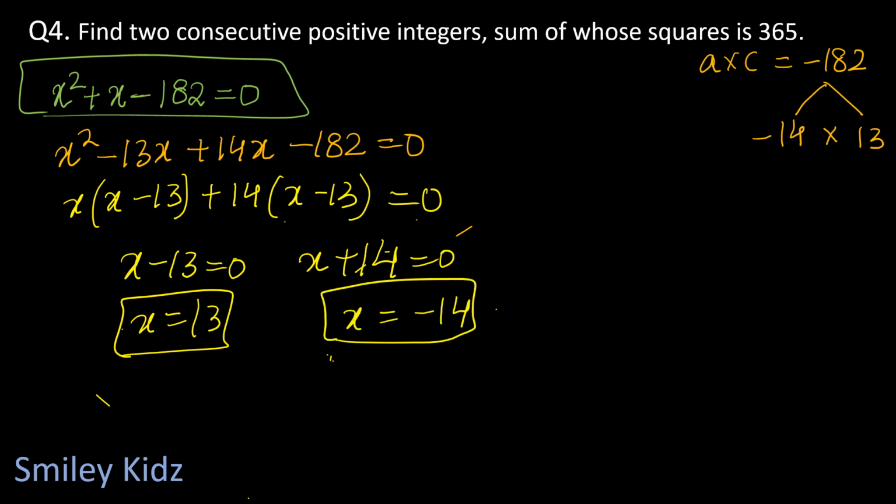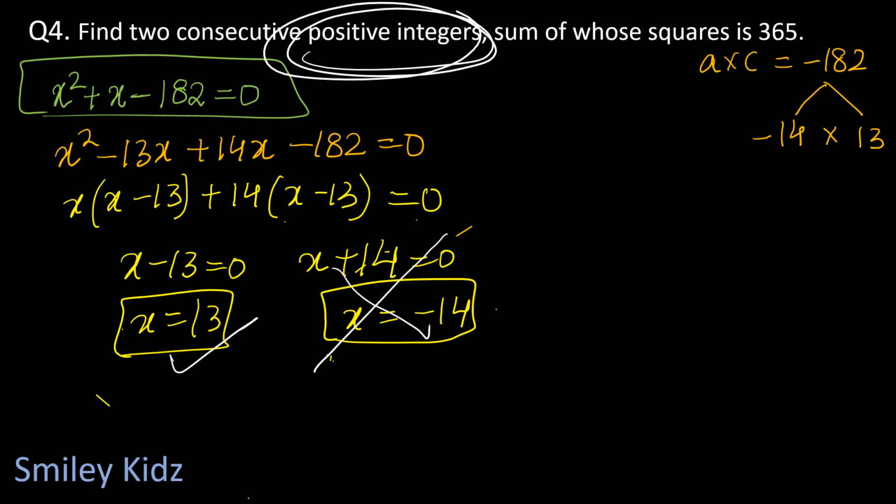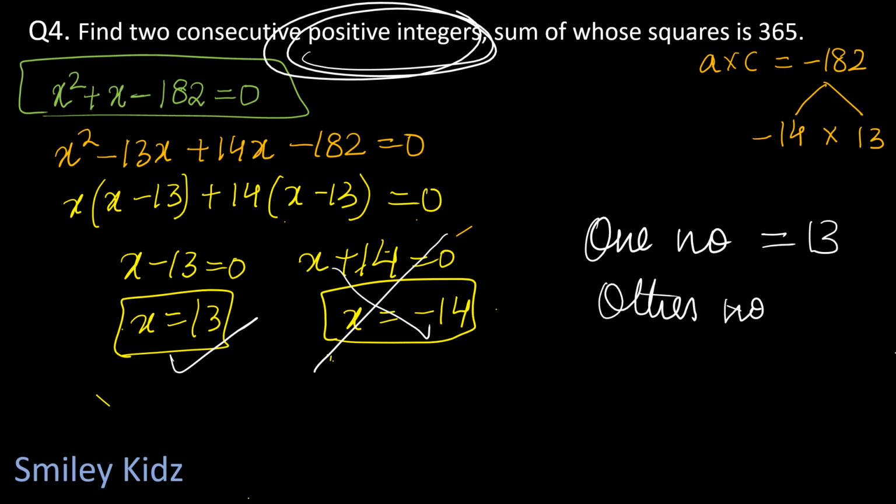Now here we have two values. Which value should I choose? Well, have a look at the question. We want a positive integer. So 13 is positive. So we're going to reject the value x equals minus 14. We're going to take x equals 13. Then if one number is 13, the other number will be what? The other number will be 14, isn't it? Because 13 plus 1 is equal to 14.